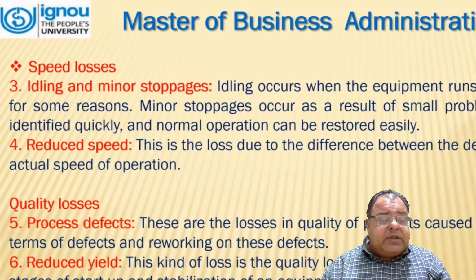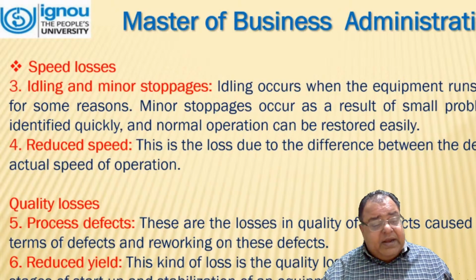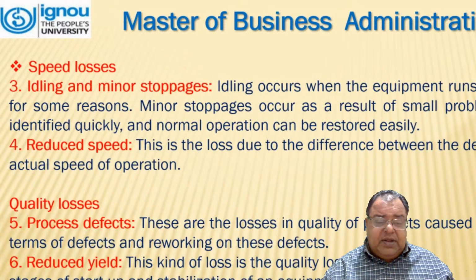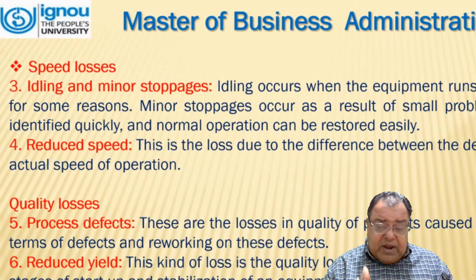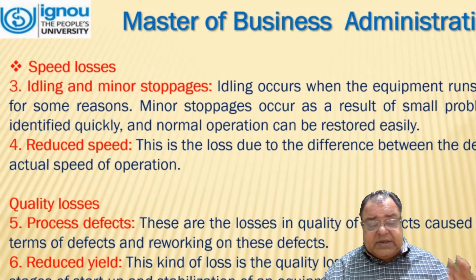And the third category is quality losses, which includes process defects and reduced yield. If we talk about process defects, these are the losses in quality of products caused by an equipment in terms of defects and reworking on these defects. The second one is reduced yield. This kind of loss is the quality loss during the stages of startup and stabilization of an equipment.